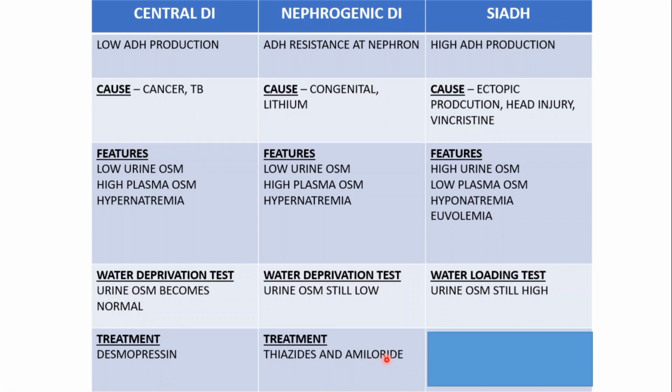And we also give amiloride. For SIADH, we give demeclocycline or conivaptan just to block the receptors so that whatever the amount of ADH is present, it cannot get attached to the receptors.